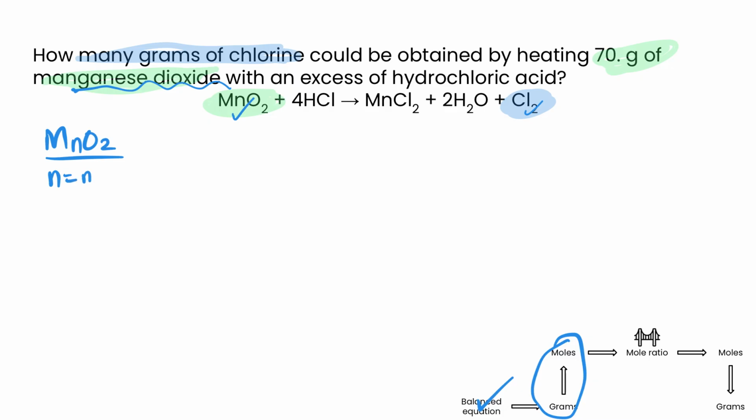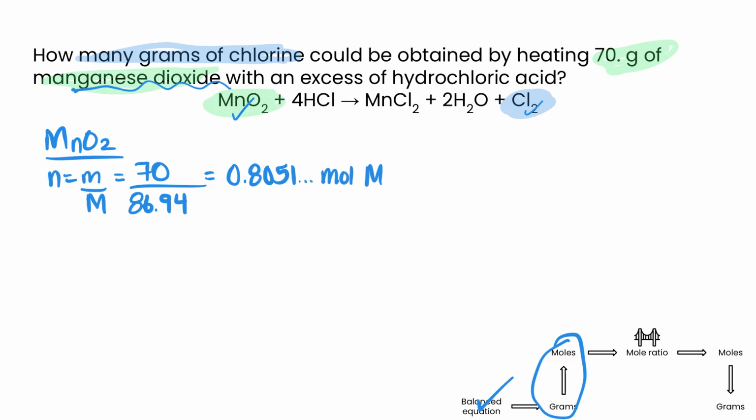We're going to do moles as mass over molar mass. The mass given is 70 grams. And then our molar mass, if we calculate that out, is 86.94 grams per mole. So doing that calculation gives 0.8051, and that's moles of manganese dioxide.